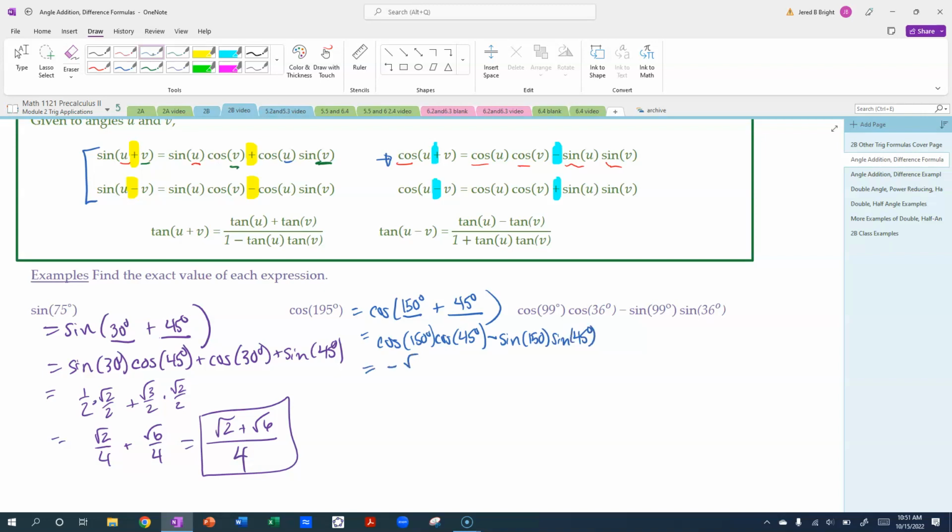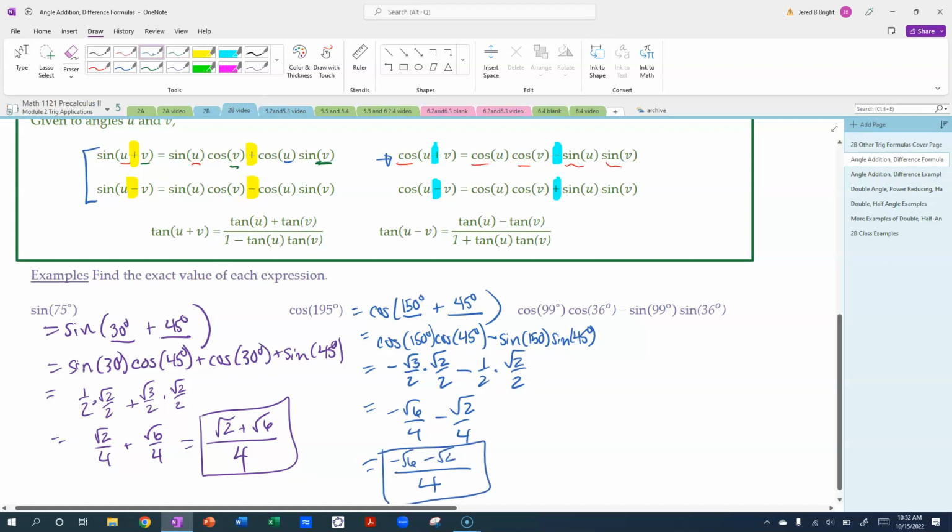I get negative square root of 3 over 2 times square root of 2 over 2 minus, sine of 150 is 1/2 and sine of 45 is square root of 2 over 2. Okay, and so here I get negative square root of 6 over 4 minus square root of 2 over 4. And so then in all, denominator 4, negative square root of 6 minus square root of 2, and I'm done. Okay, so after you find the angles again, just use the unit circle to evaluate.